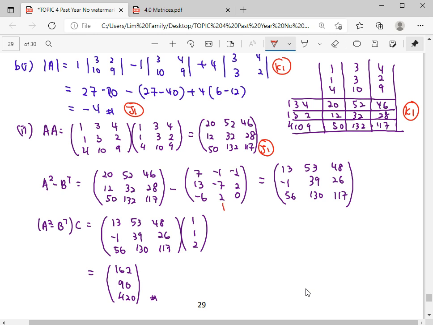Then we see how you transpose and do the minus, the concept of minus, and get to the answer. And lastly, do the multiplication with C. So this is how we get the final answer.